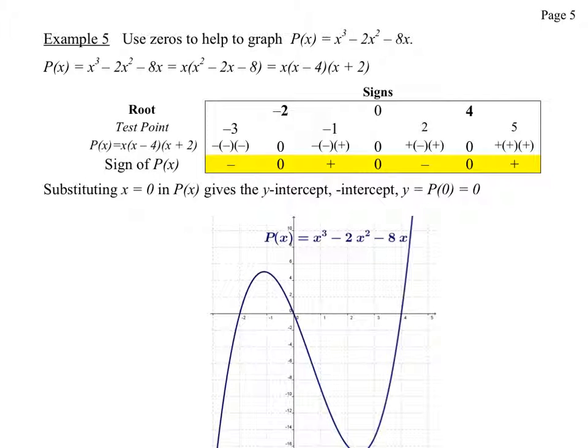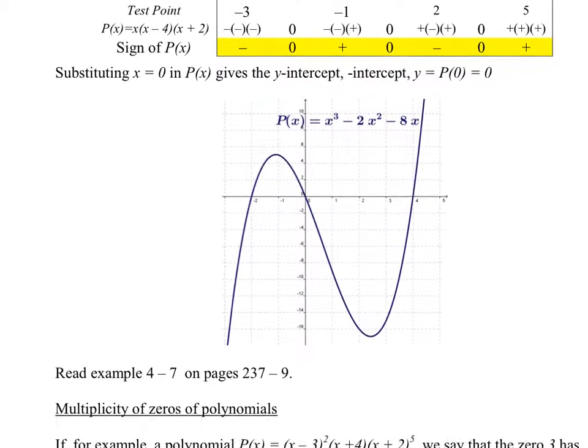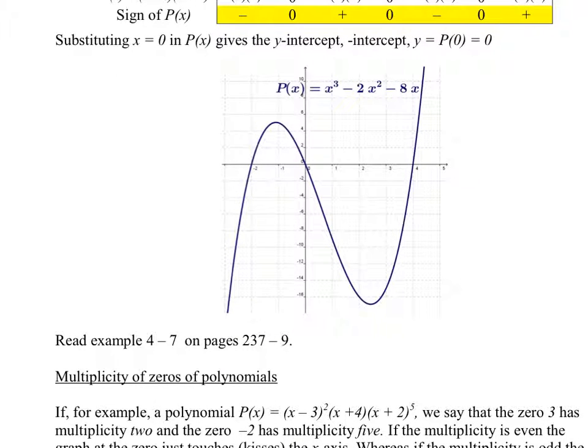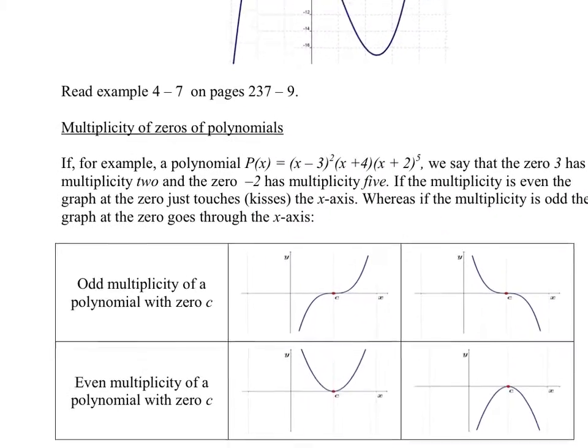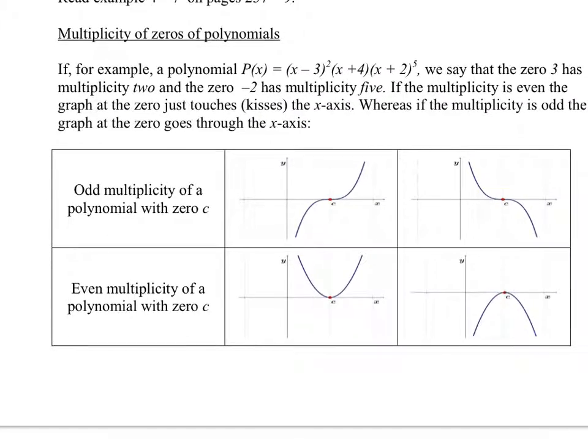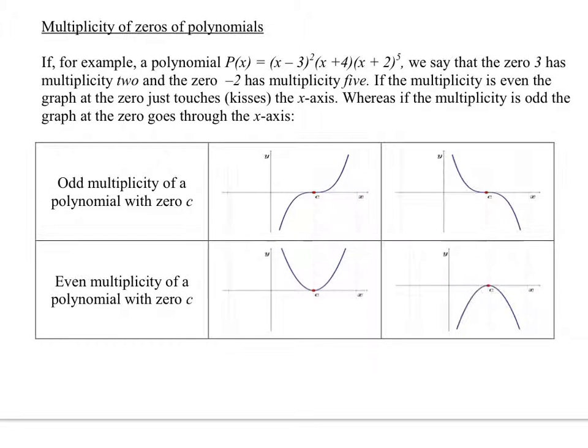Right, and joining up the dots, we should get the graph as it is here. Now that's the hard way, but you might want to do it like that to check that you've got things correct. An easier way is to use the idea of multiplicity. And the multiplicity is given by the powers that go with the roots.